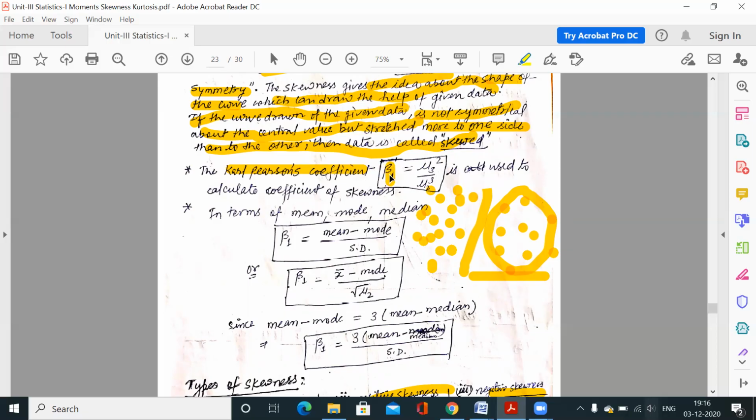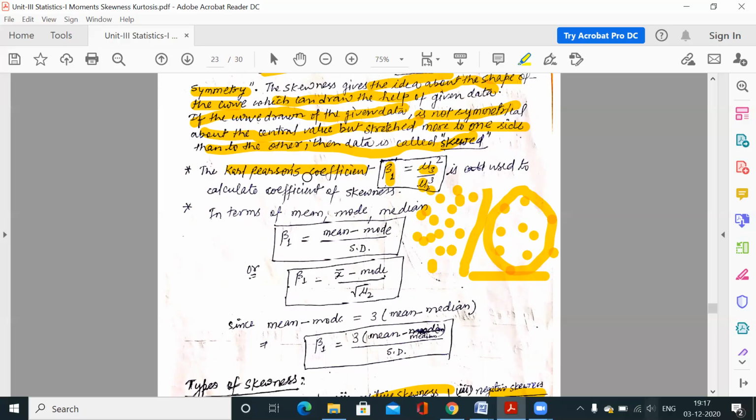If you remember the formula for beta 1, beta 1 was equal to mu3 square by mu2 cube. Mu3 square divided by mu2 cube. So it is a Karl Pearson coefficient, which is beta 1, and beta 1 is known as the skewness coefficient.